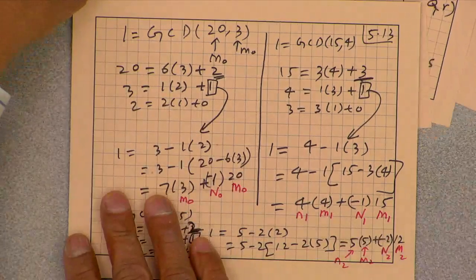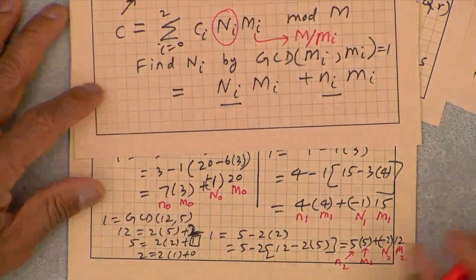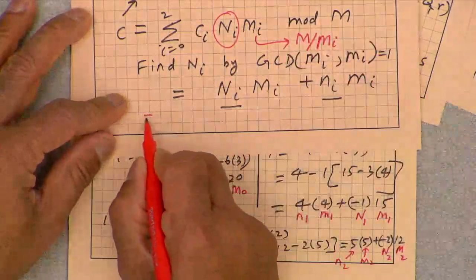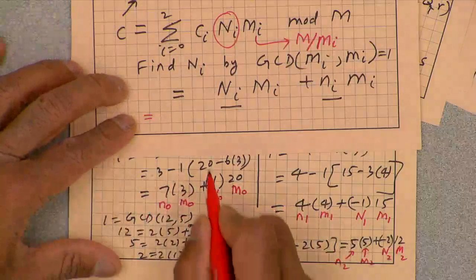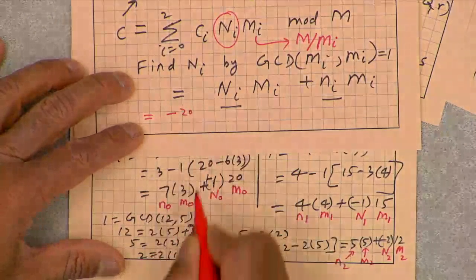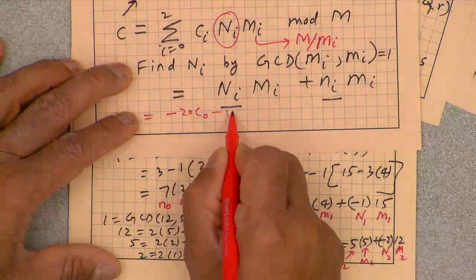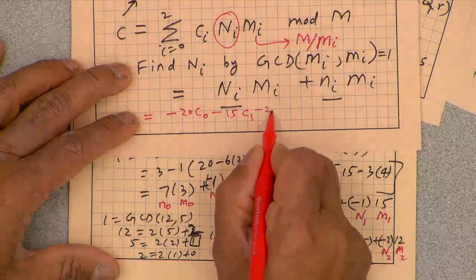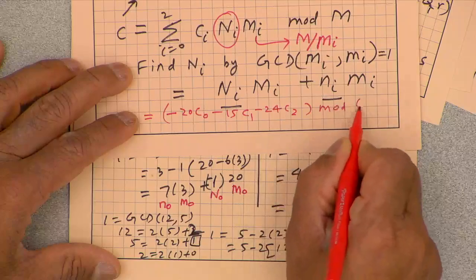So I have computed what N0, N1, N2 are. If I come back to that formula, I can then say that this whole thing is equal to N0 M0 minus 20 times C0, plus N1 M1 minus 15 times C1, plus N2 M2 minus 24 times C2, mod 60.